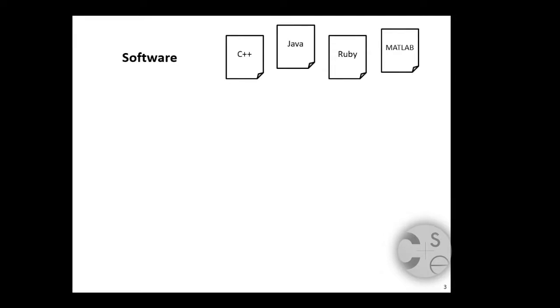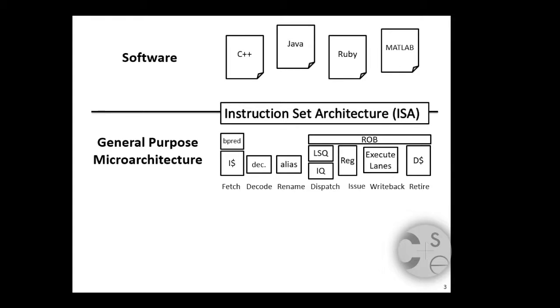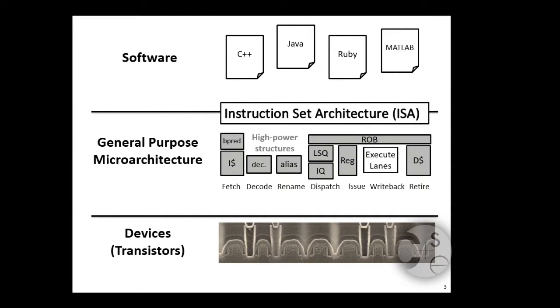So how does this work? Well, programmers write in high-level languages. This is compiled down to one of a few stable instruction set architectures. And these are run on something called general-purpose microprocessors. Now, these have been getting higher and higher performance with each generation by using higher power structures internally in their microarchitectures. And they're supported on the bottom level by devices or transistors that have been getting more power efficient with each generation. So it's really the synergy between devices and microarchitectures that have led to all of these free improvements.